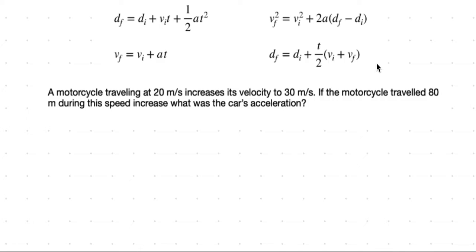So for this problem, it says a motorcycle traveling at 20 meters per second increases its velocity to 30 meters per second. If the motorcycle traveled 80 meters during the speed increase, what was the car's acceleration?